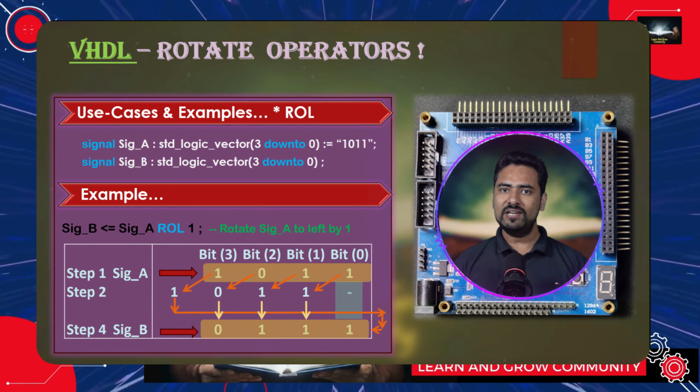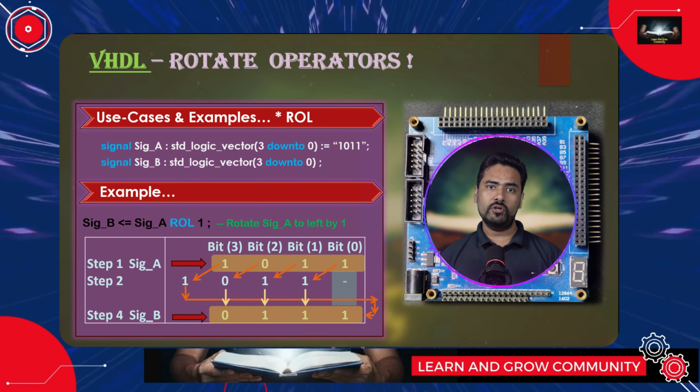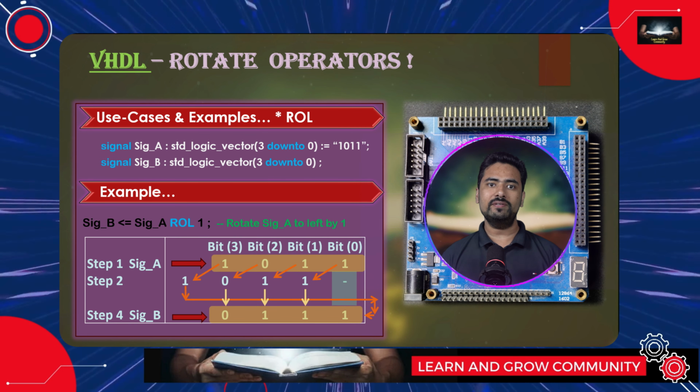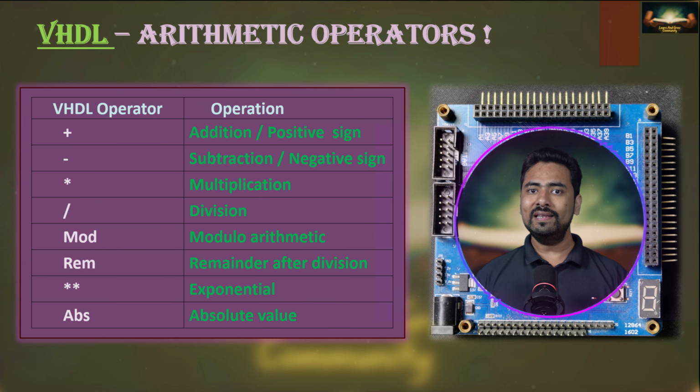Hi, in the last session, we had a lot of explanation on the shift and rotate operators in VHDL. Now, in this session, we will be talking about one of the most widely used operators in VHDL. These are arithmetic operators. There are 8 basic arithmetic operators in VHDL, which are very straightforward.